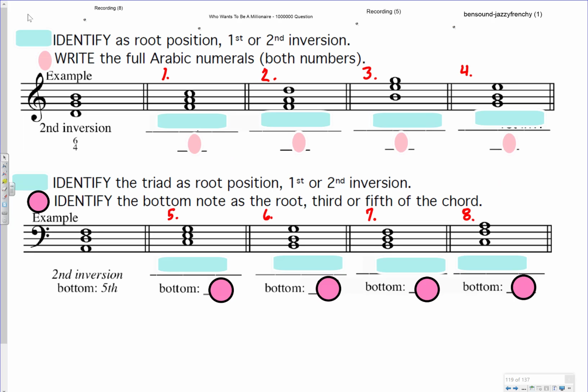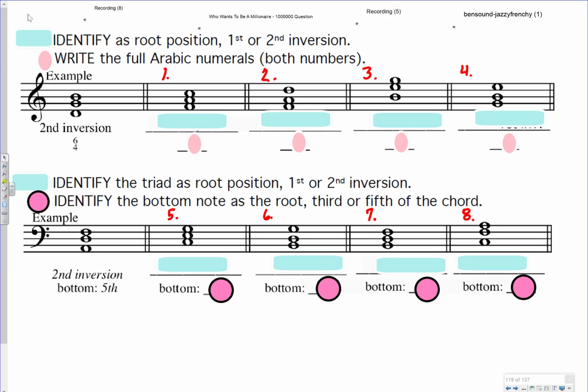For the questions in treble clef, we should identify each triad as root position, first inversion, or second inversion. Underneath that, we should write the full Arabic numerals, both numbers. In other words, if we see a triad in root position, we should write 5-3. If we see a triad in first inversion, we should write 6-3. If we see a triad in second inversion, there is no abbreviation, so we should write 6-4.